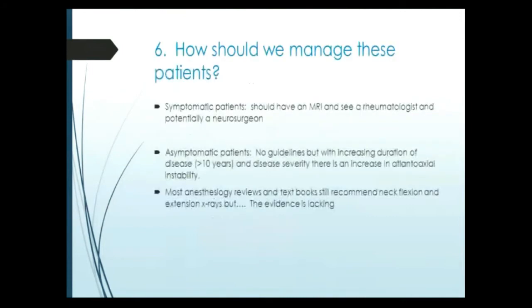All right, so how should we manage them? If you're seeing someone and they're symptomatic, they should probably see someone. Hopefully their rheumatologist is on top of that. But if they actually are symptomatic, they should probably have an MRI and see potentially a neurosurgeon, because a lot of patients end up with cervical fusions of their C-spine if they're more than 8 or 9 millimeters and symptomatic. So if they're symptomatic, they should have an MRI and see a specialist.